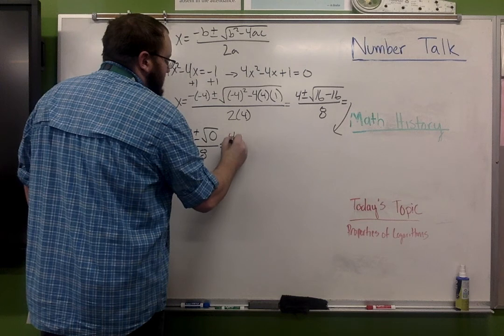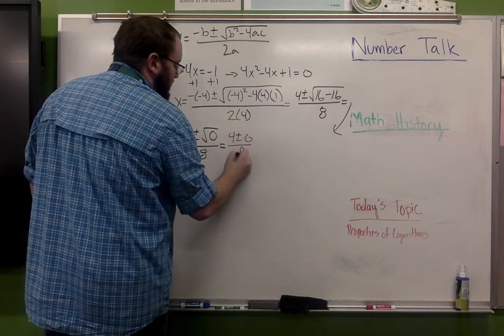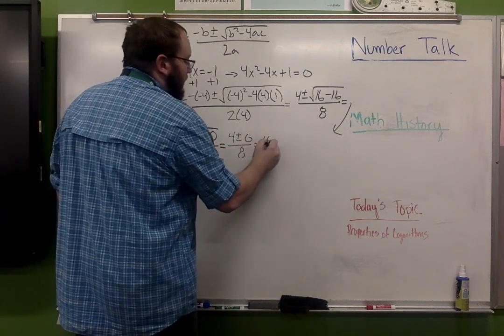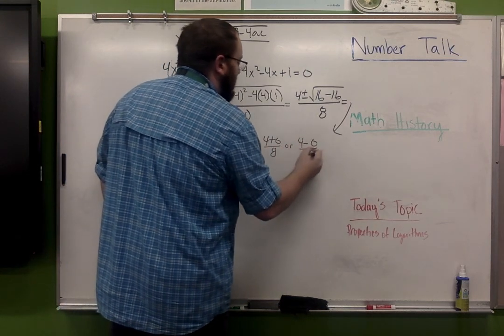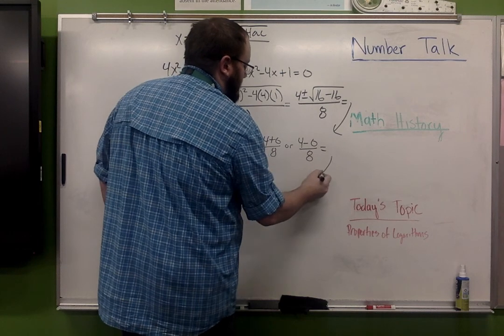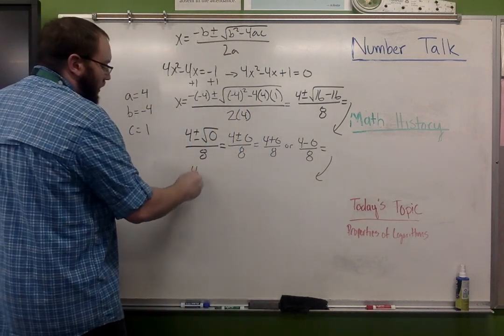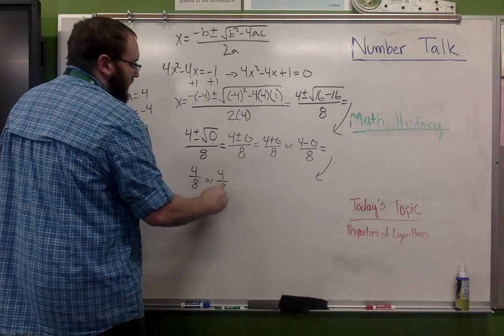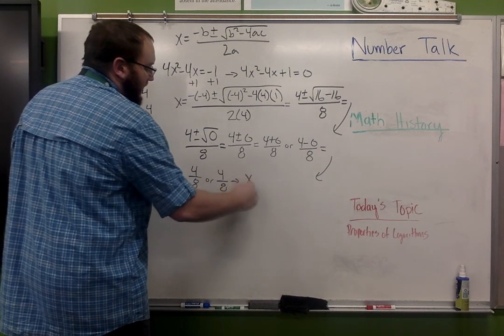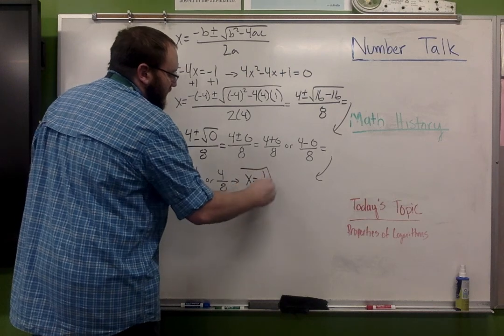The square root of 0 is 0. So then I have 4 plus 0 over 8, or 4 minus 0 over 8. 4 plus 0 is 4 over 8. 4 minus 0 is 4 over 8. So x equals 1/2. Right?